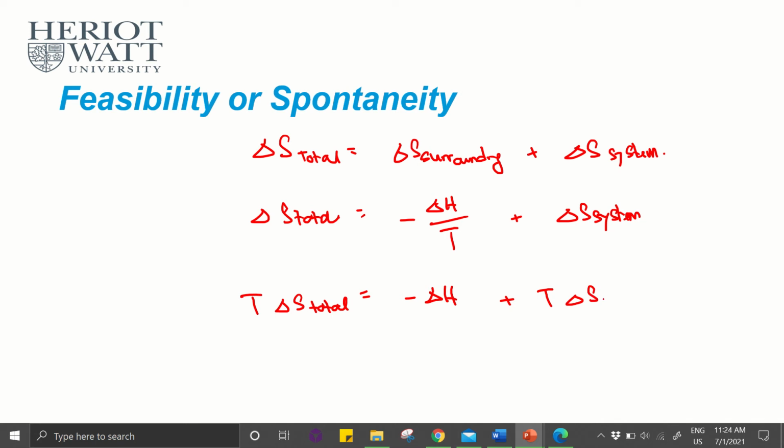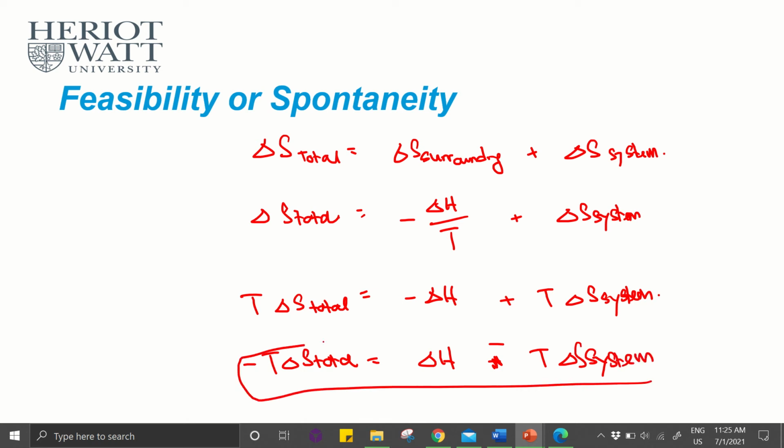All right, and we get temperature against system. If we multiply temperature for the whole thing, you will get these terms. And then if we multiply it with -1, we will get the final equation: negative temperature times total entropy equals positive enthalpy change plus negative temperature times the entropy of the system. Got that? So this is the final equation.